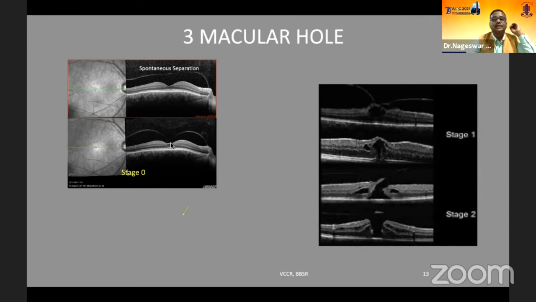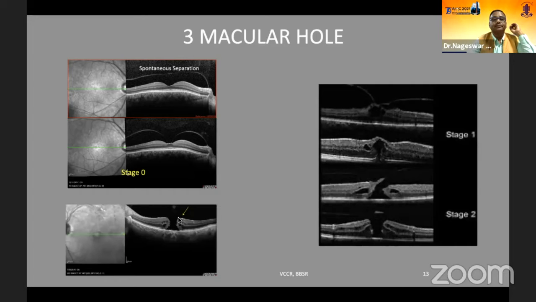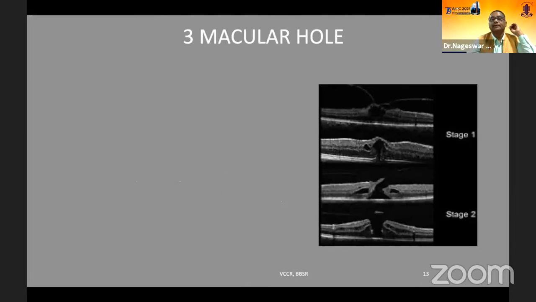We call it stage 0 because there will be a vitreomacular adhesion, an attachment here. There are some subtle changes you will find. There will be a deformation of the foveal inner contour. So this is grade 0, and here it is grade 1. Some cystic changes will be there with the vitreofoveal attachment.